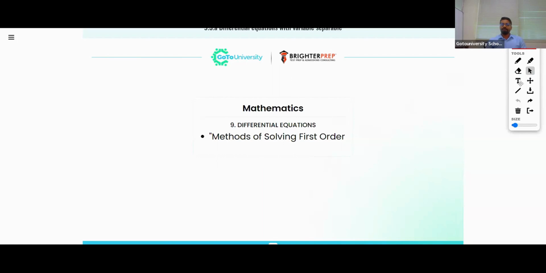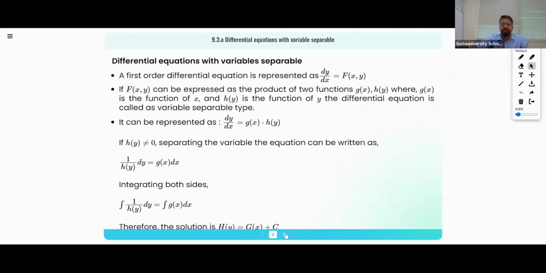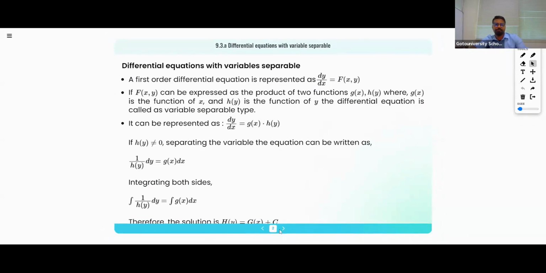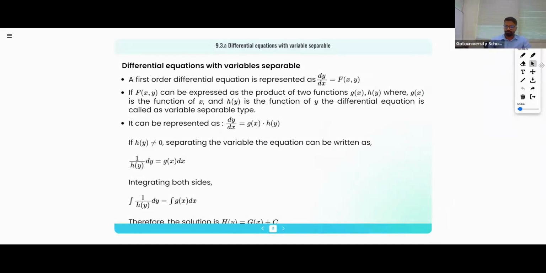What is first order? If it is differentiated only one time, that becomes a first order derivative, and we're going to find the solution of that. Okay. So one of the methods is the variable separable approach. Maybe there's an example to show the variable separable method. This is one of the approaches, and it depends upon the question also.